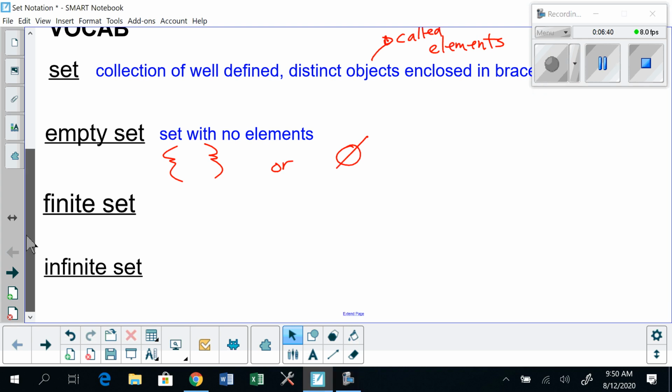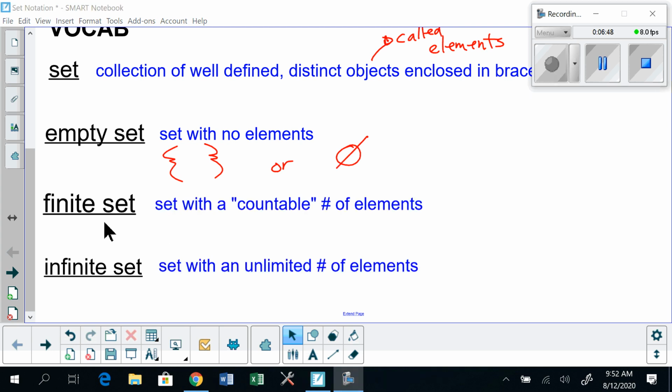The last two vocabulary words, finite set and infinite set. Let's put the definitions to both of these up here. So a finite set is a set that has a countable number of elements. The set comes to an end. The list comes to an end eventually. For example, let's say I came up with a set, list all the integers that are greater than 0 and less than 4. Well, that's a very small set.